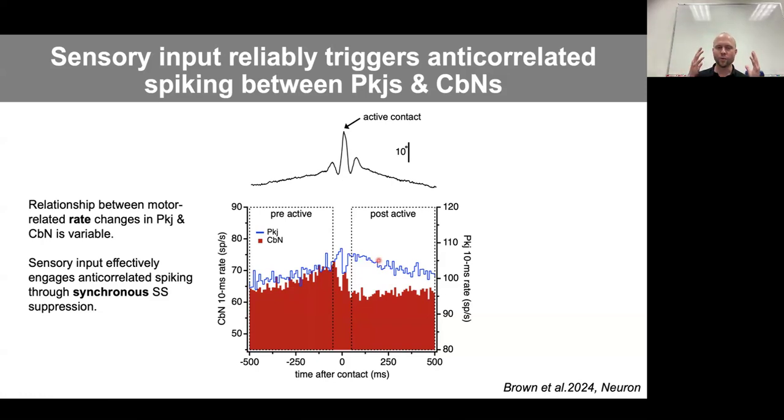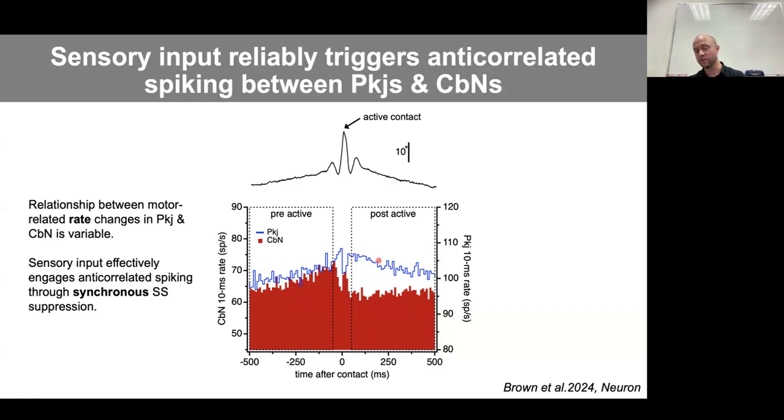We've found a way to trigger this synchronous simple spike suppression using sensory input, and it seems to be extremely effective at engaging the cerebellar nuclei via this anti-correlated spiking. Okay, and so that really sums up the previously published literature.